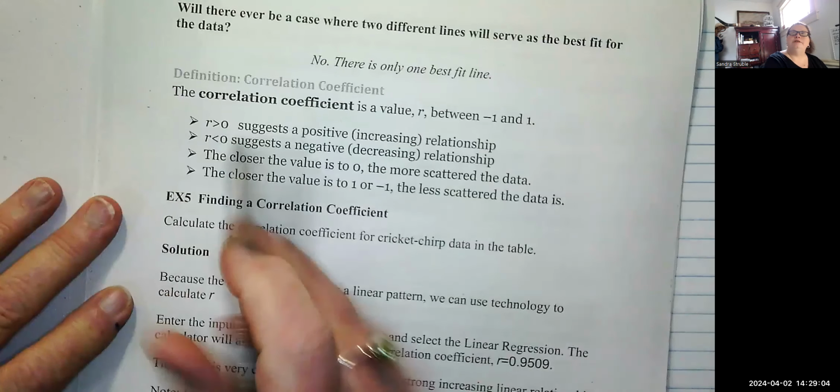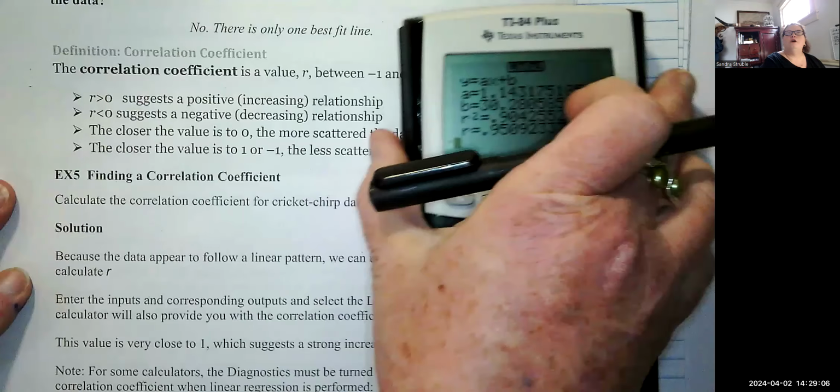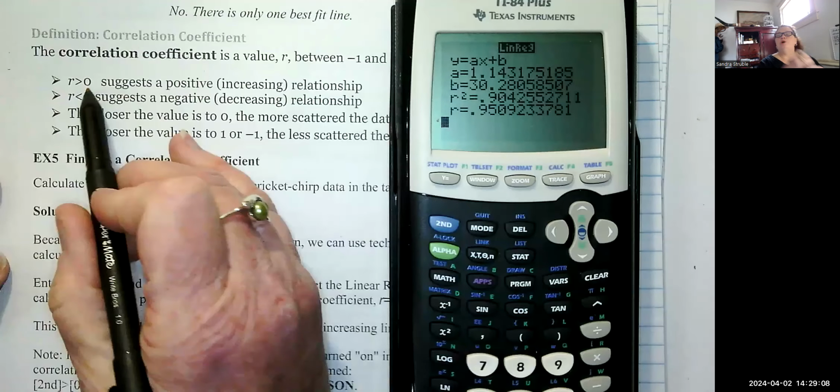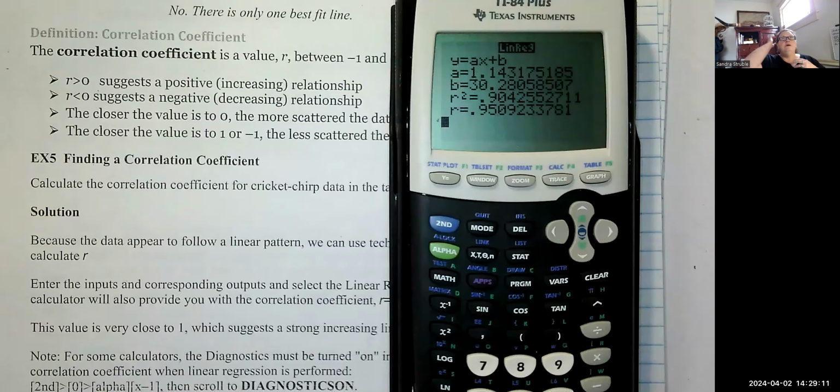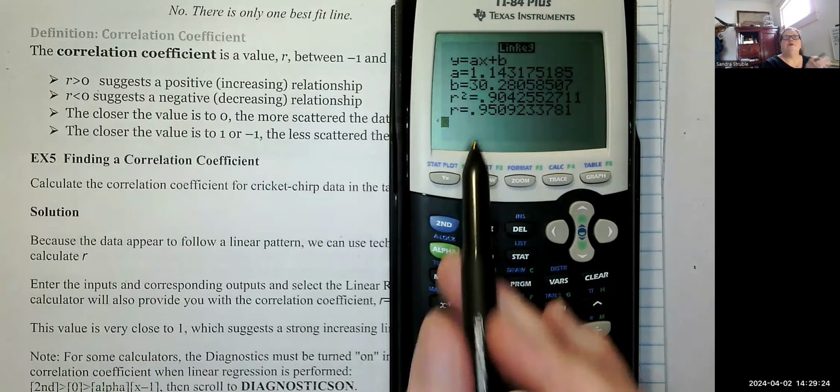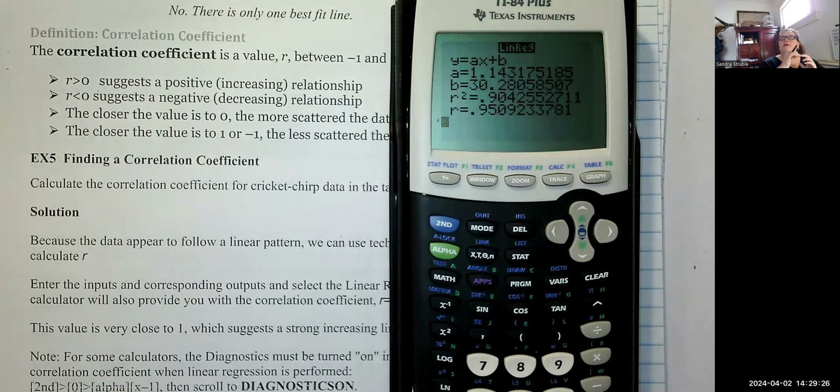Let's look at our R. If your R is greater than 0, so if it's positive, that means you have an increasing relationship from the data. The data itself between your X and Y is increasing. If your R value is negative, ours is not, ours is positive, then you have a decreasing relationship. It's also going to be in line with whether your line is increasing or decreasing. It's the same concept.